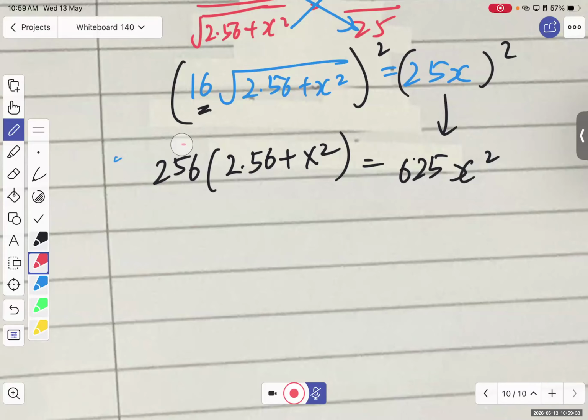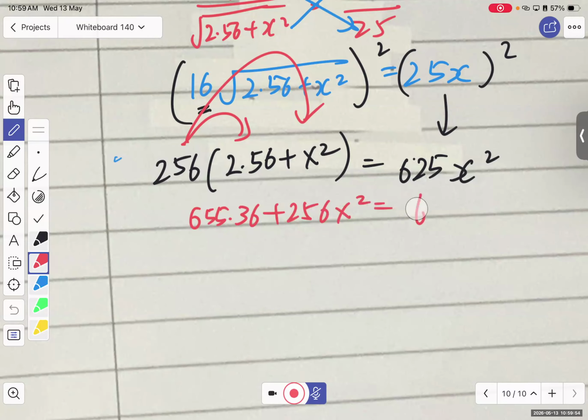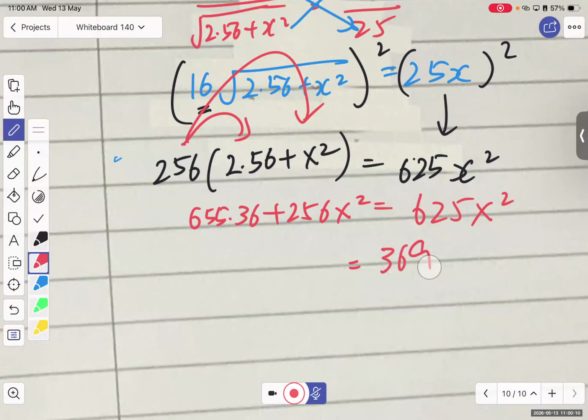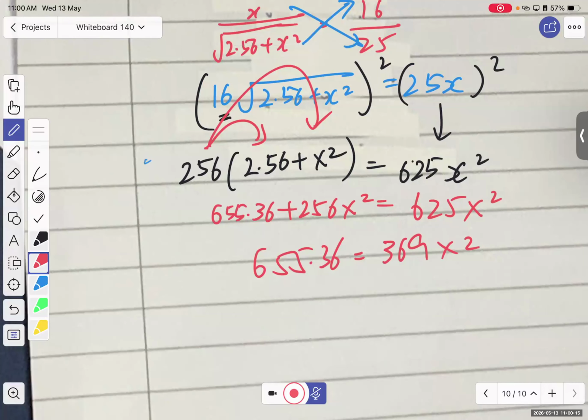Then this times this, 256 times 2.56 is 655.36, plus 256 x squared equals 625 x squared. Then you make x squared the subject. 369 x squared equals 655.36.